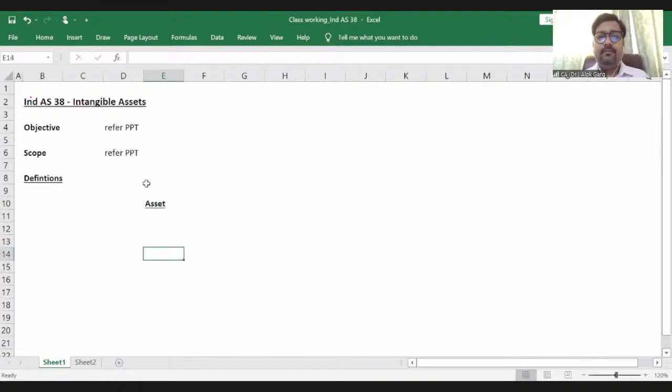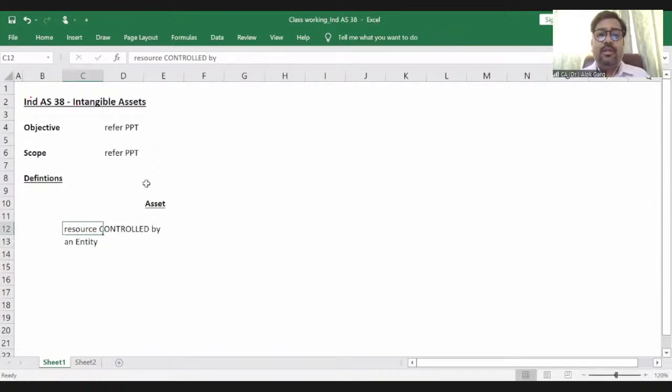Asset is a resource controlled by an entity.